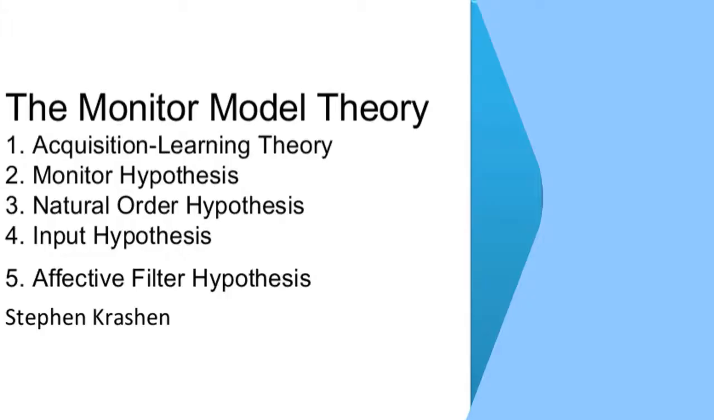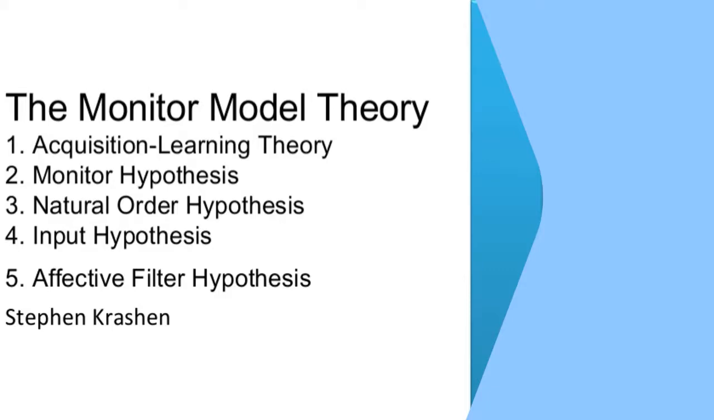These are the 5 hypotheses of Stephen Krashen: the acquisition-learning hypothesis, the monitor hypothesis, the natural order hypothesis, the input hypothesis, and finally the affective filter hypothesis.